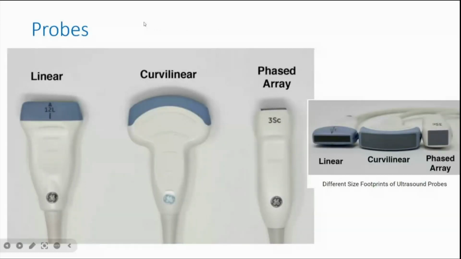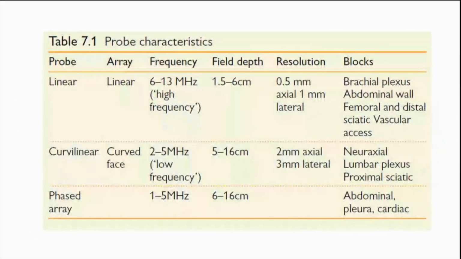So this is a picture to show the different ultrasound transducer probes available. We have the linear probe, the curvilinear probe over here, and the so-called echo probe, the phased array probe actually. So these are the sizes of the footprints of the transducers. This table guides us in the probe selection. As you can see here, high frequency linear probes are often used for superficial blocks, whereas the lower frequency probes can be used to assess deeper structures.